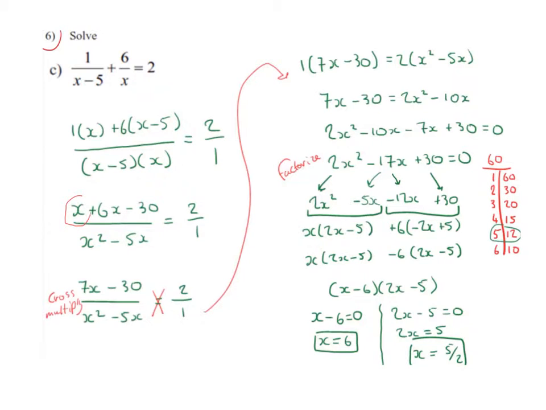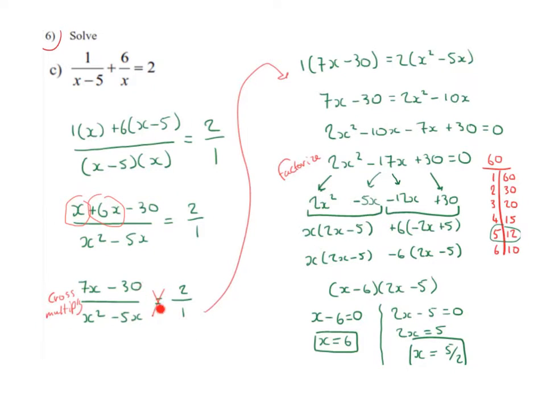So x and plus 6x can go together to give us 7x, and we just bring down the minus 30. So now we've simplified the left-hand side. We have 7x minus 30 over x squared minus 5x, and this is equal to 2 over 1. So now we can cross multiply.